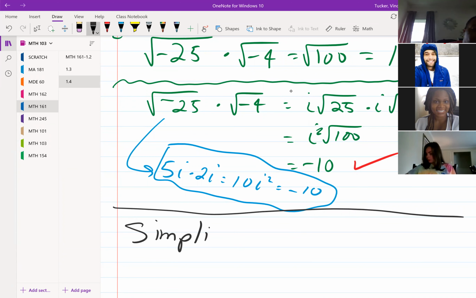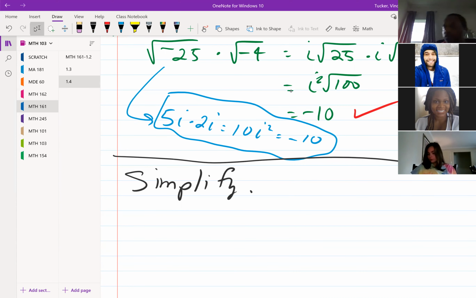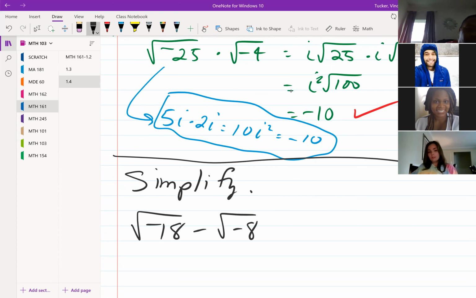Directions here would just be simplify. So we have the square root of -18 minus the square root of -8. And we need to simplify the square root of -18 and the square root of -8 as much as possible before we can even think to subtract. So when you're talking about subtracting, you have to have like terms. And what's sitting in front of the radical, your index, has to be the same, and what's under the radicand has to be the same.